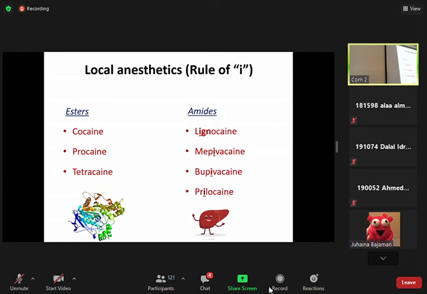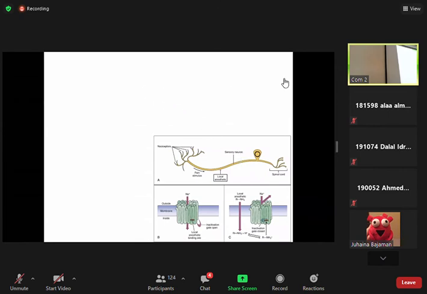Clear? So what they have done is they have modified the rest structurally to make it less sympathomimetic, less stimulant, less addictive. Clear? Okay, so that's the ester part. So let's discuss mechanism of action.